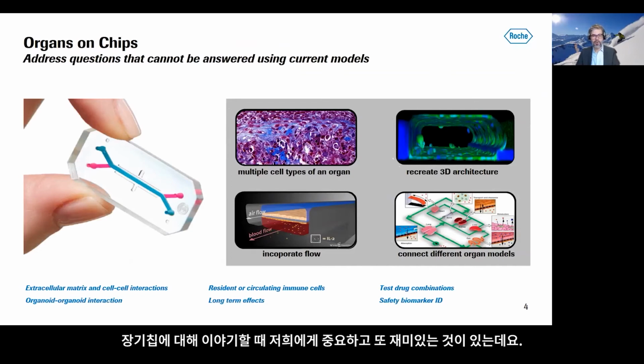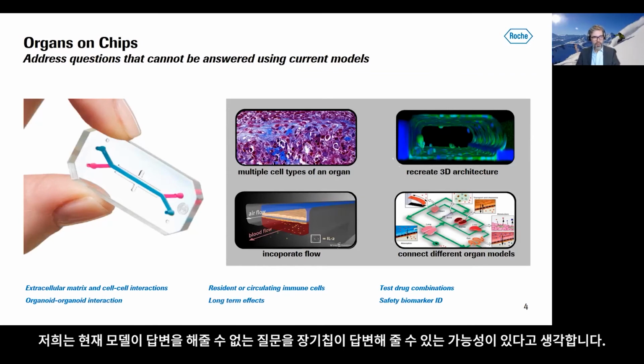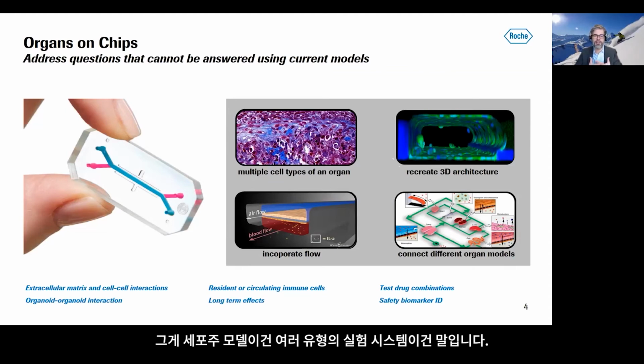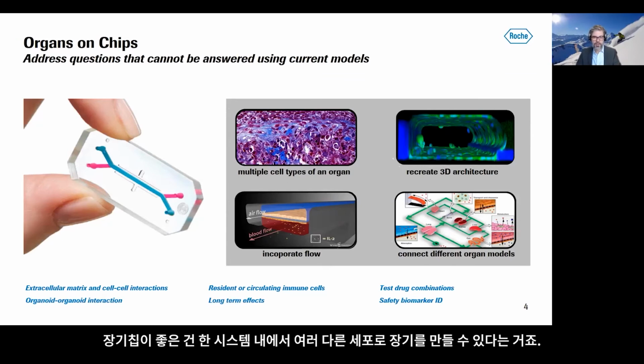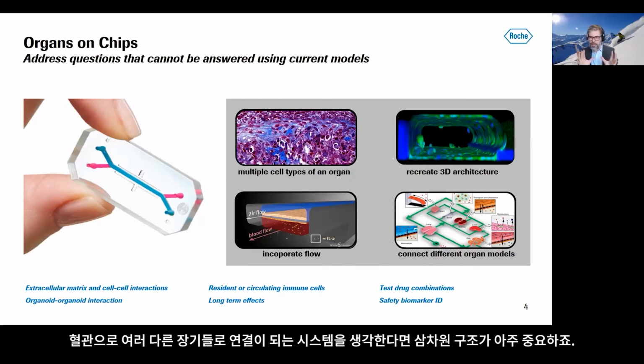Now, what is interesting for us when we talk about organs on chips? We think organs on chips have the potential to address questions that currently cannot be answered using current models, be it cell line models or other types of experimental systems. What is nice about organs on chips is that typically you can have different types of cells that make up an organ within one system. You have a three-dimensional architecture, which is very important if you think of certain organ types like blood vessels, the gut, and other systems where the 3D architecture is really important.